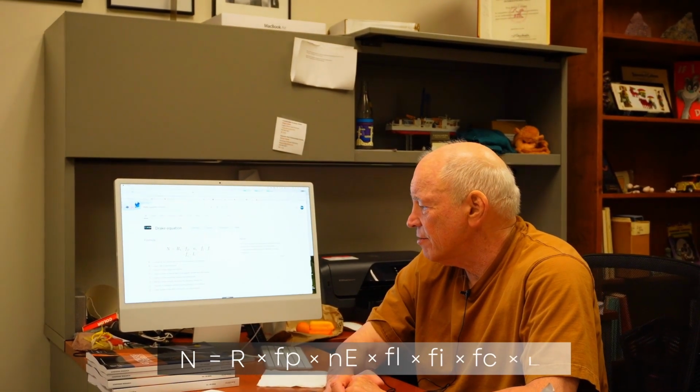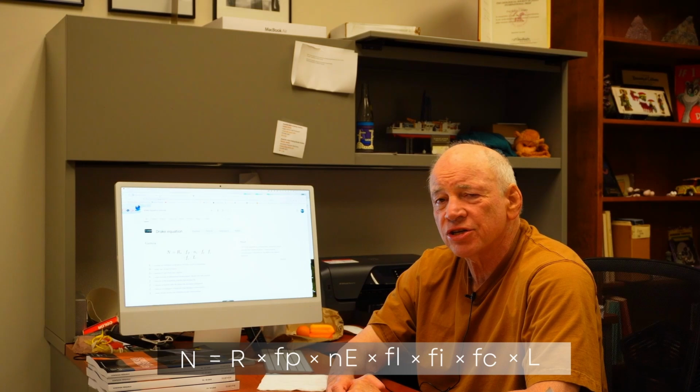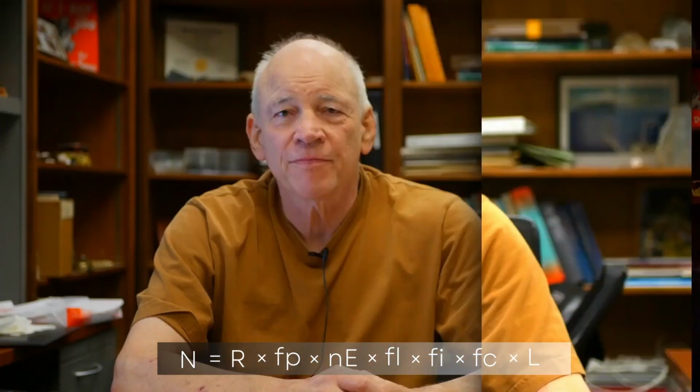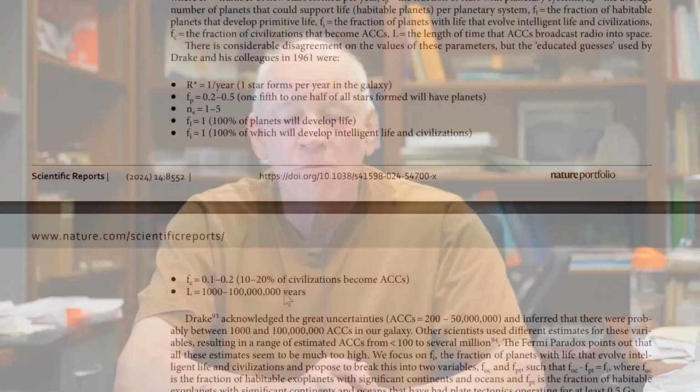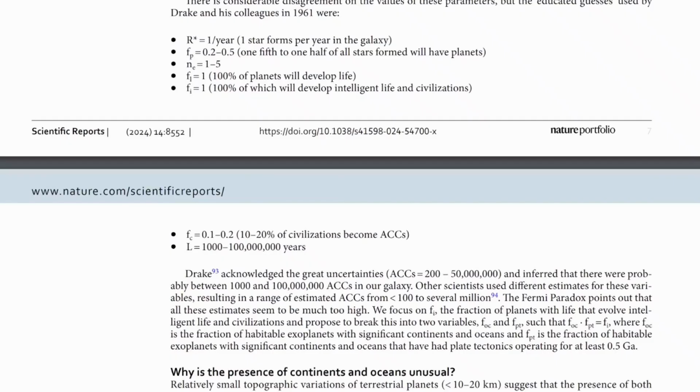And then finally, the mean length of time that civilizations exist and can communicate. We're in an experiment to see how long that's going to go. So that's the Drake equation. It's a simple number of terms. All you have to do is plug in the right numbers in there, and you'll come up with the right answer for the number of actively communicating civilizations in our galaxy.